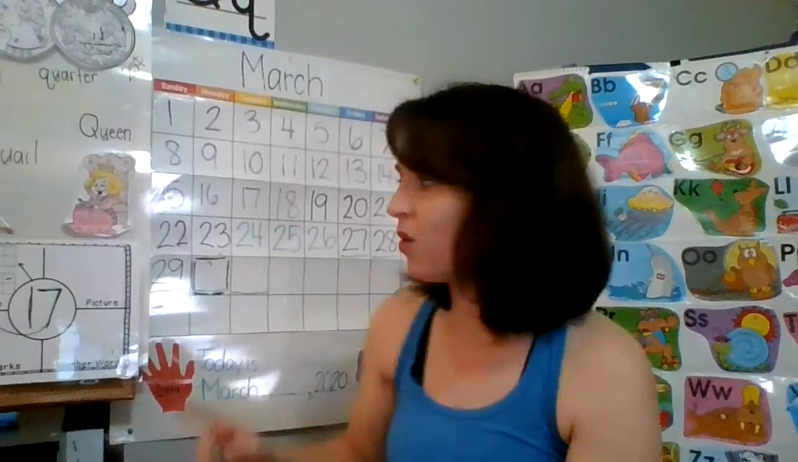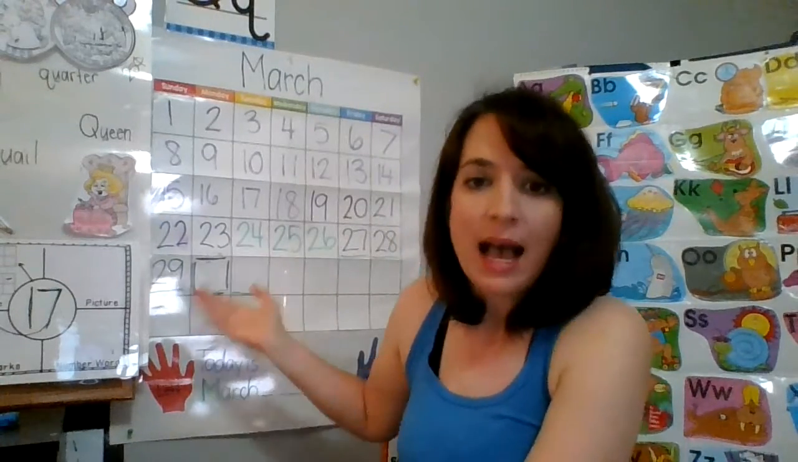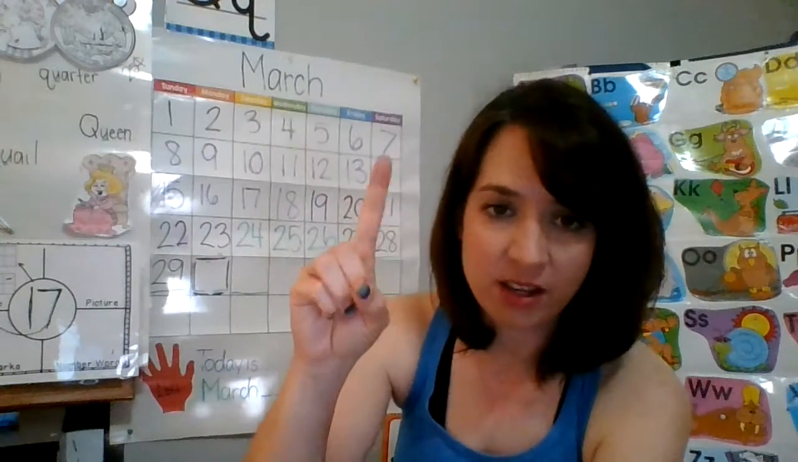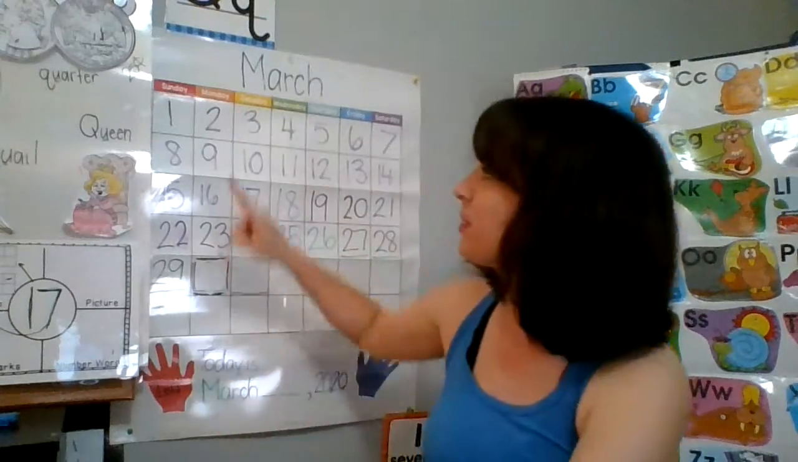Very good. So it is March. We need to know what number needs to go here. I know this is today. I need to count and see what number. Can you help me count? Show me your magic finger. Wiggle it high, wiggle it low, wiggle it up in a circle. Are you ready? Help me count.